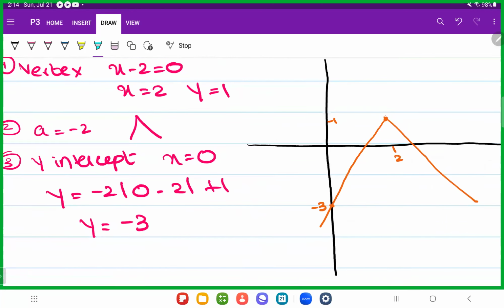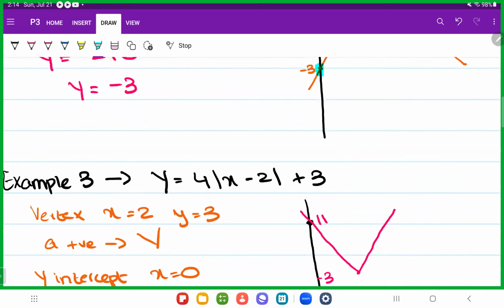You plot the vertex over here. This is the turning point. This is the y-intercept. These are the points that you have to plot: x is equal to 1, y is equal to 1, which is my vertex, and the y-intercept value. Make sense? Okay. All right. Can you plot this one?